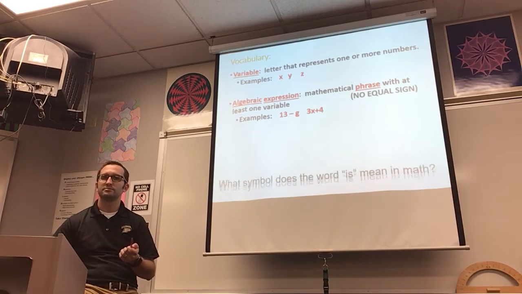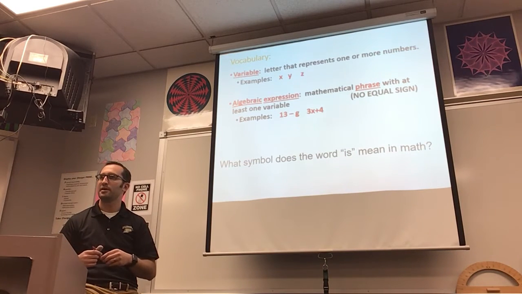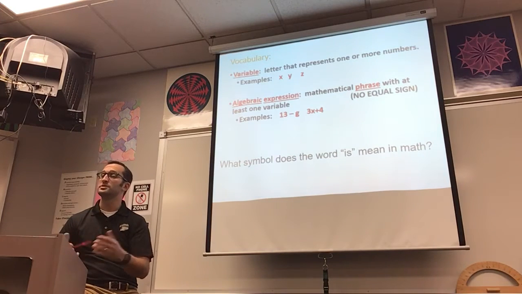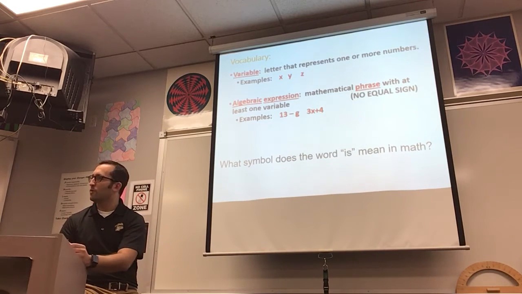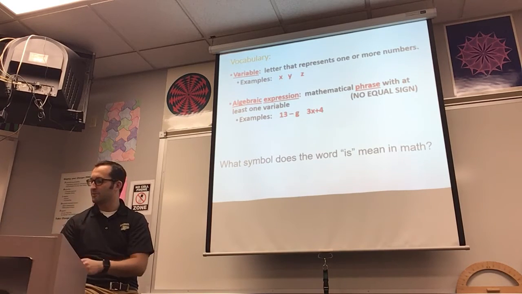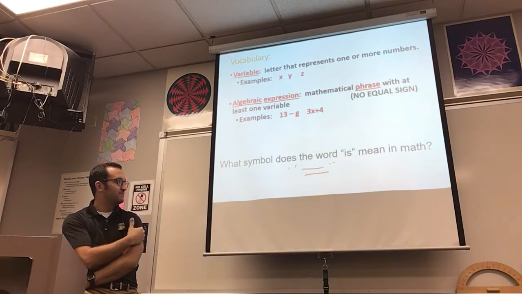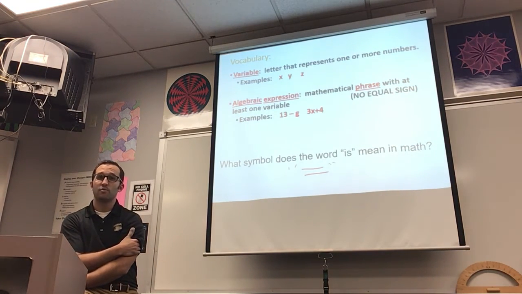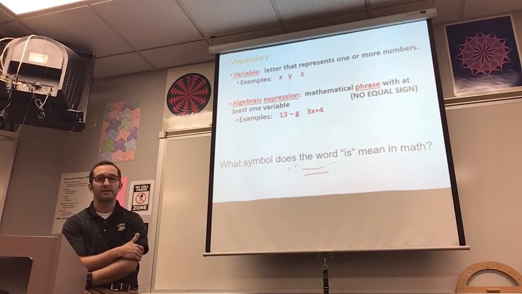Speaking of equal signs, what does the word is mean in math? 7 plus 4 is? Equals. The same as. What's the answer? 7 plus 4 is 11. Good. So the word is means equals: 7 plus 4 equals 11, right? So if the word is is not present in a phrase, you don't write down that equal sign, okay? You don't have to write down that equal sign.